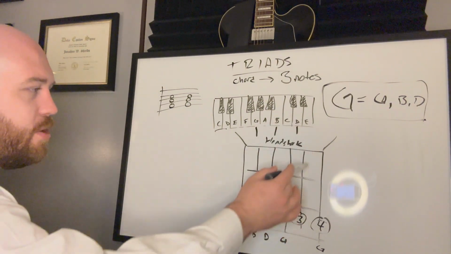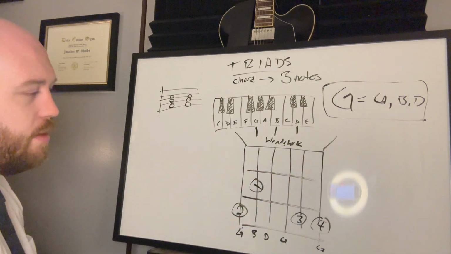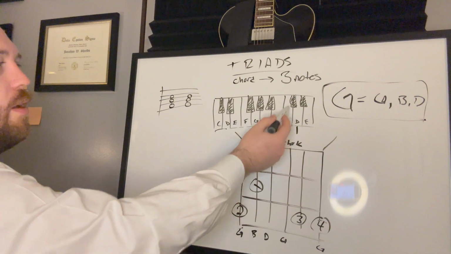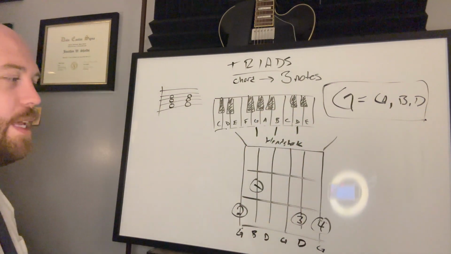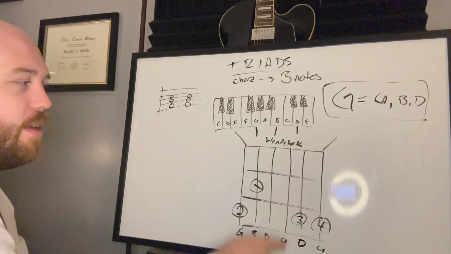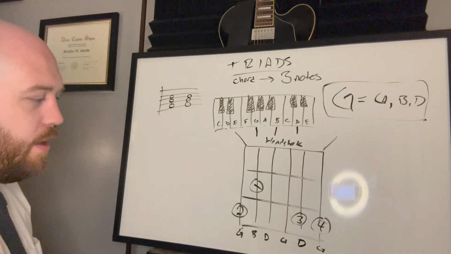Well, if this is the B string, we're going up 1, 2, 3 frets. Let's go to the B. We'll go 1, 2, 3. You just exchanged the B you were playing for a D, okay?